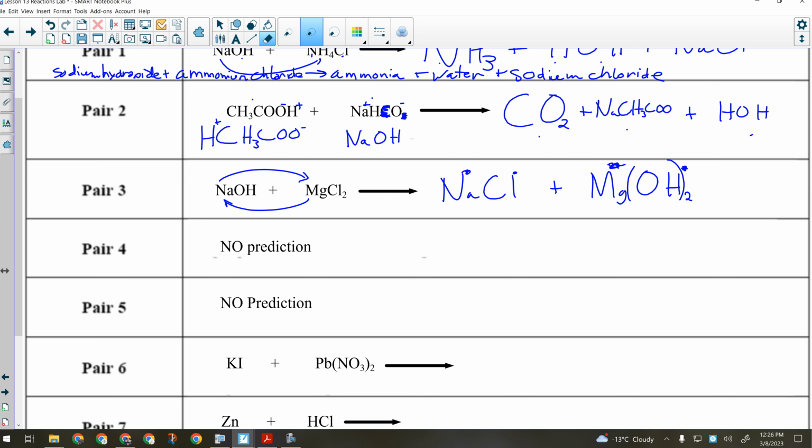Okay, now that we've got that, we write it in words. This would be sodium hydroxide plus magnesium chloride and it gives sodium chloride and magnesium hydroxide.